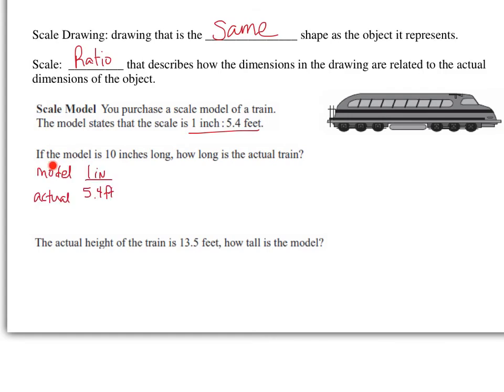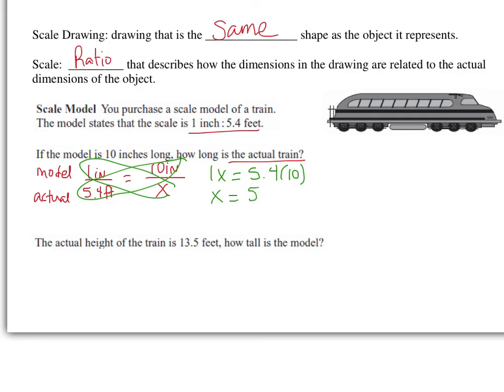One thing that I always do is label: if it's in inches, that's obviously the model, so the other, in feet, is the actual length. That way, when I'm given 10 inches long and that's the model, I know that goes on top with the same units in my ratio. So I'm going to have my 10 inches on top, and if I want to know how long the actual train is, that's my x on the bottom. It's a little bit easier to fill in the pieces, and then we can cross multiply. When we multiply this, we get x equals 54.